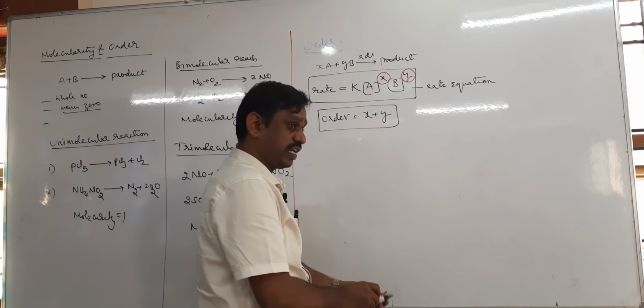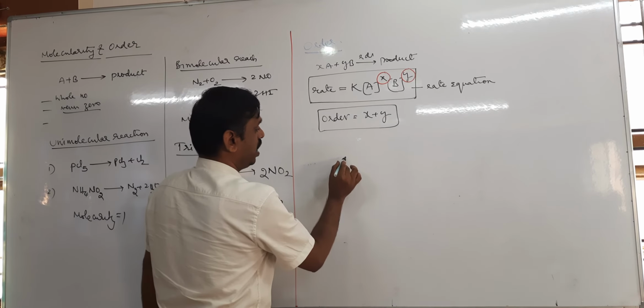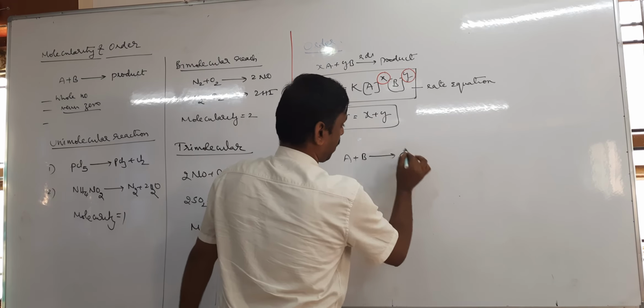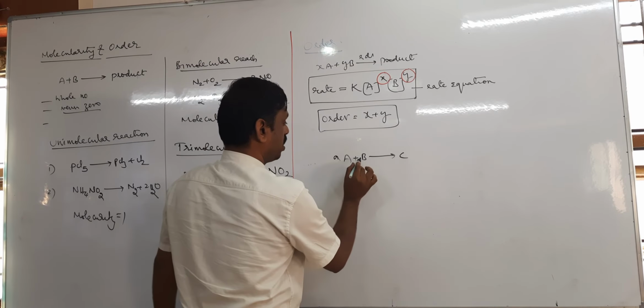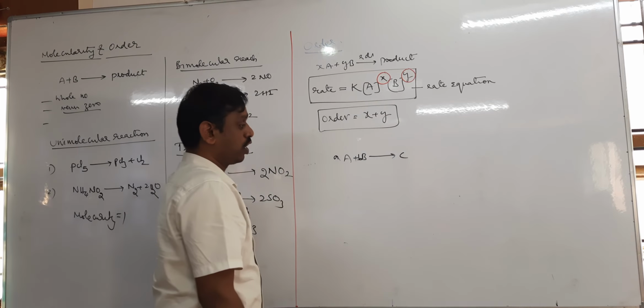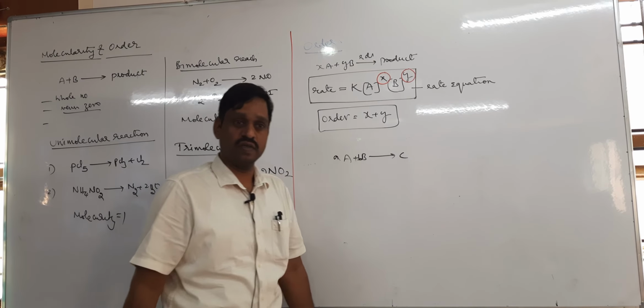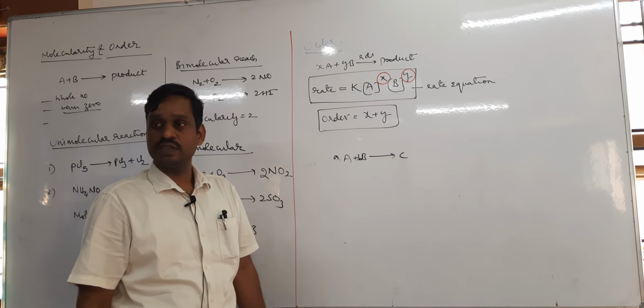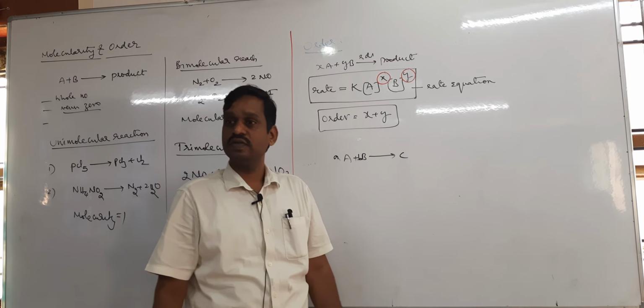Okay, now the question is like this. A plus B gives rise to C, with small a and small b. What is the order of the reaction? Small a plus small b. Are you sure?